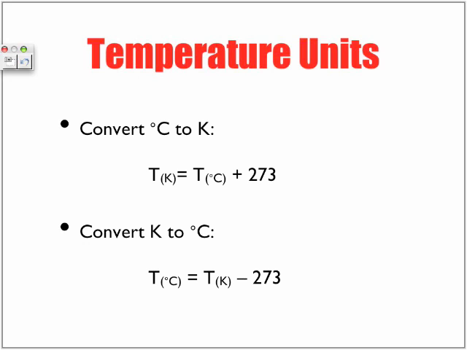Temperature units: convert degrees Celsius to Kelvin. We take the temperature in degrees Celsius and add the number 273 to it. If we're going to convert Kelvin to degrees Celsius, depending on what your question asks, you take that Kelvin measurement and subtract the number 273 from it. So let's look at a couple of examples.